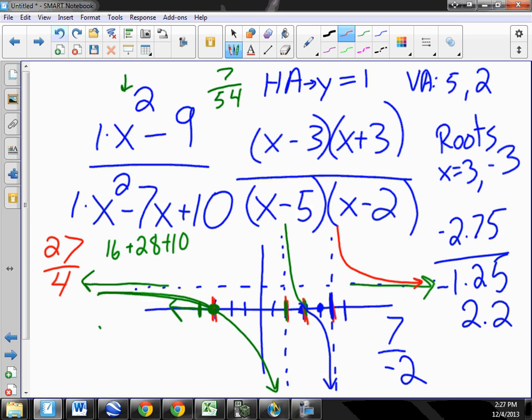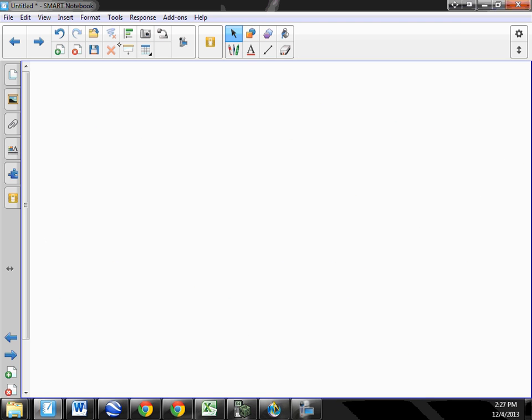Okay. Does this one have any holes? No. If it had a hole, then we just go draw it where it belongs. And then we move on. So you guys want to see number 3 from your book? Okay.